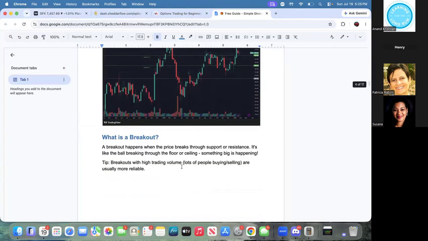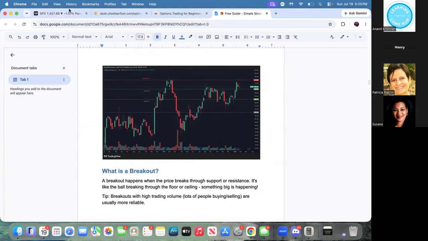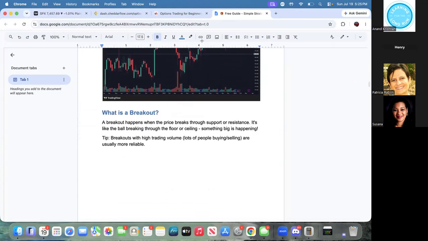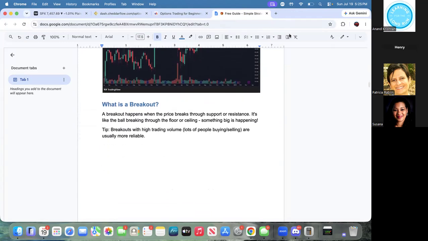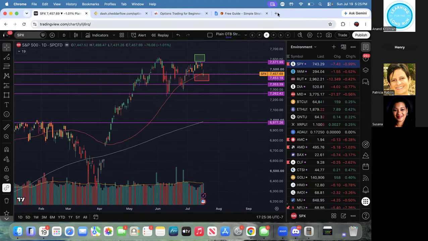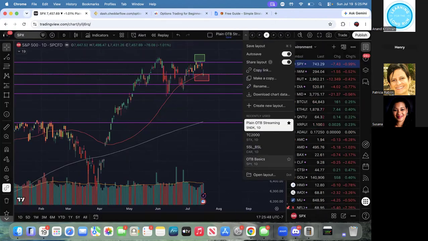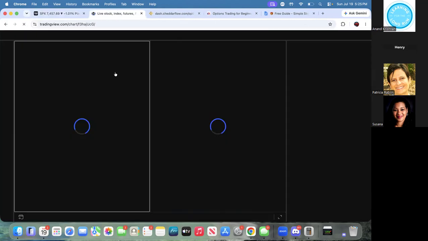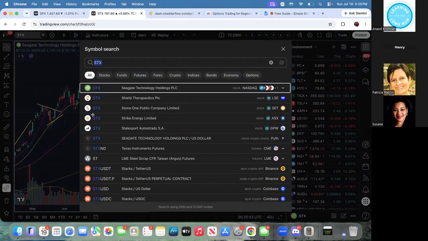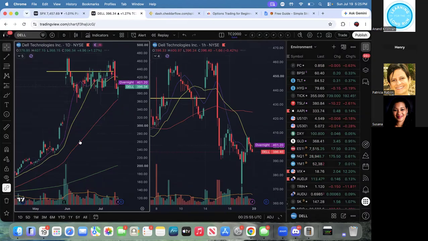Let's see what we have next. Resistance, support 2, support 1. What's a breakout? Breakouts, and we'll identify some of these here. I think I have some in my notes. Let me find it here real quick. I have one from last week. The last one was Dell.